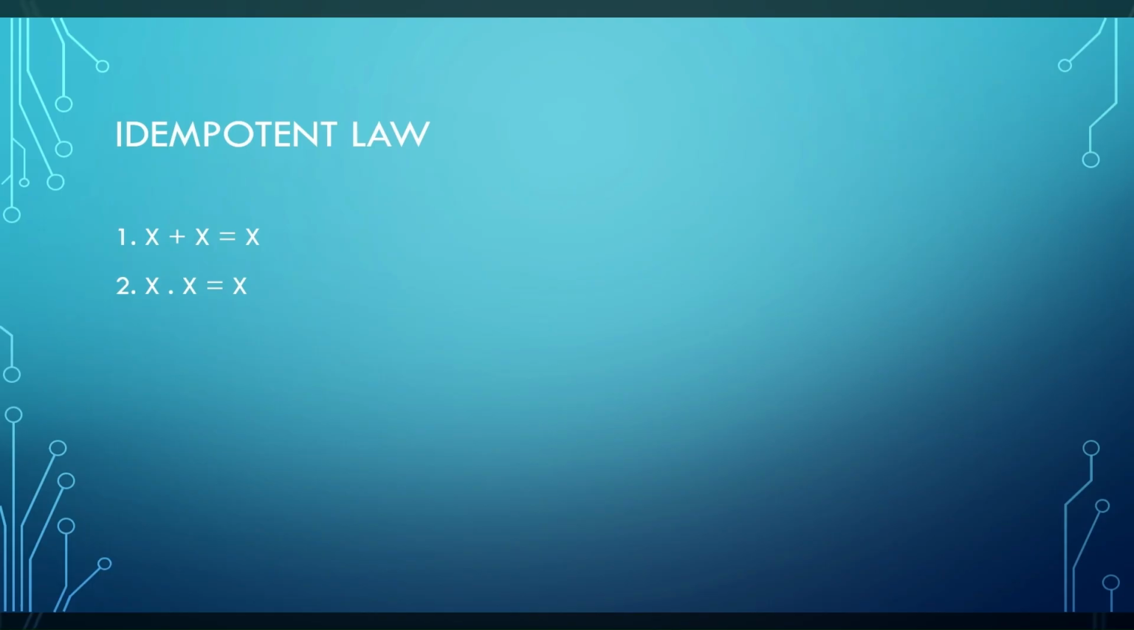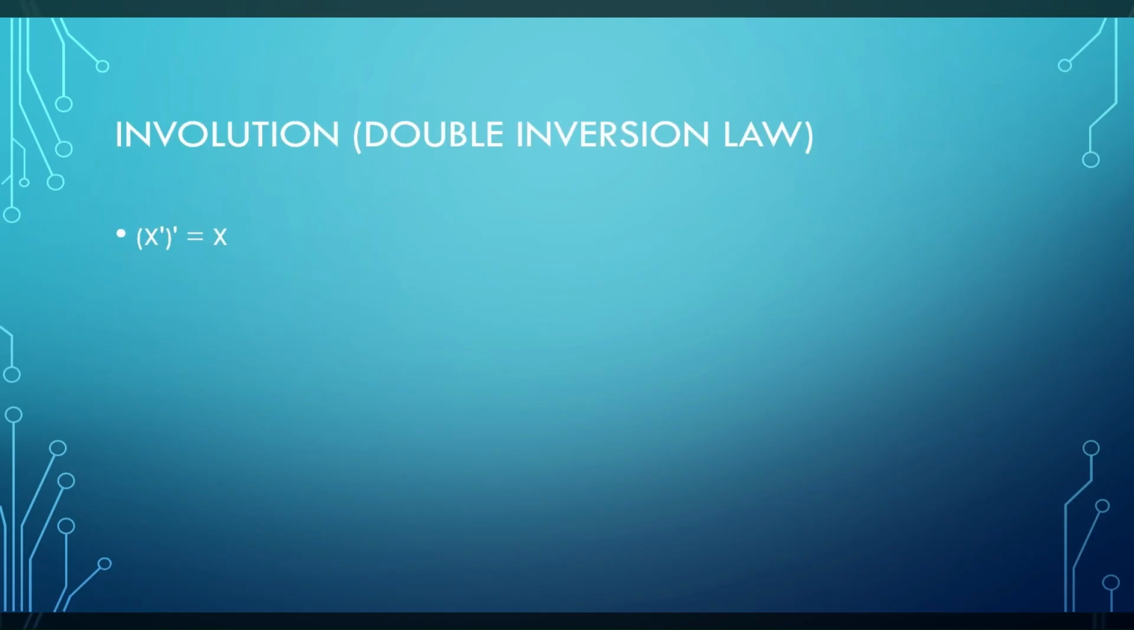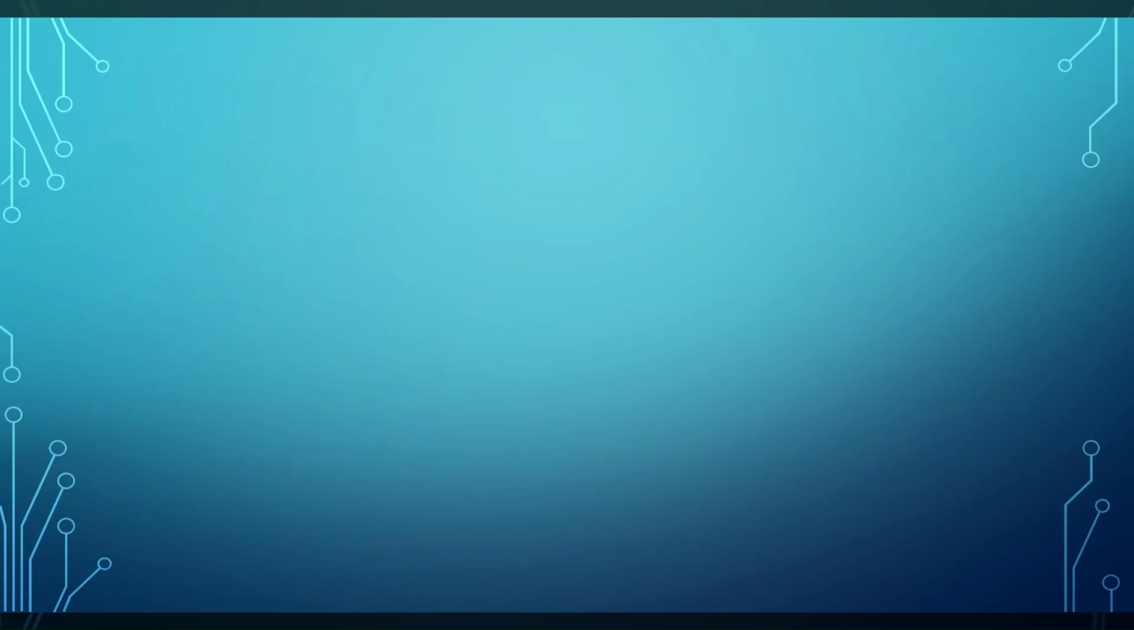Next law is involution. This is also called double inversion law. See, if we complement a number and then again complement that number, we get the original number back. So that's why it is written as x complement complement. The symbol drawn over x represents complement. So x complement's complement gives the same value of x. So this is the involution law.